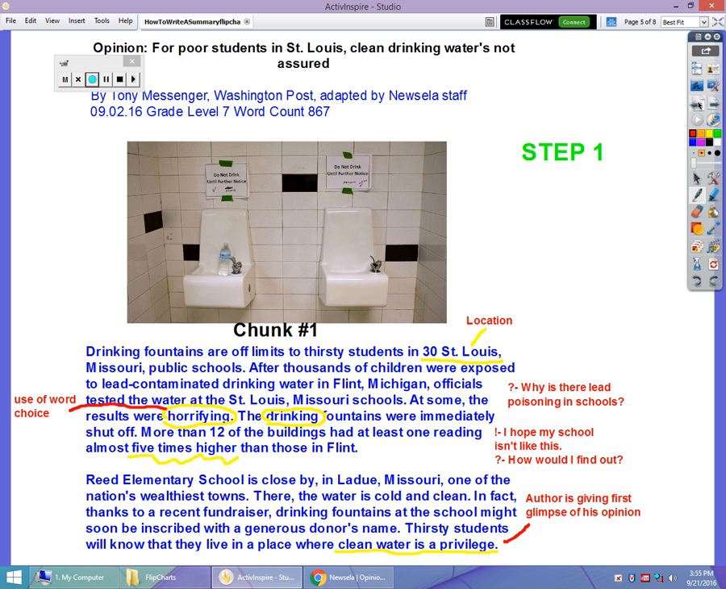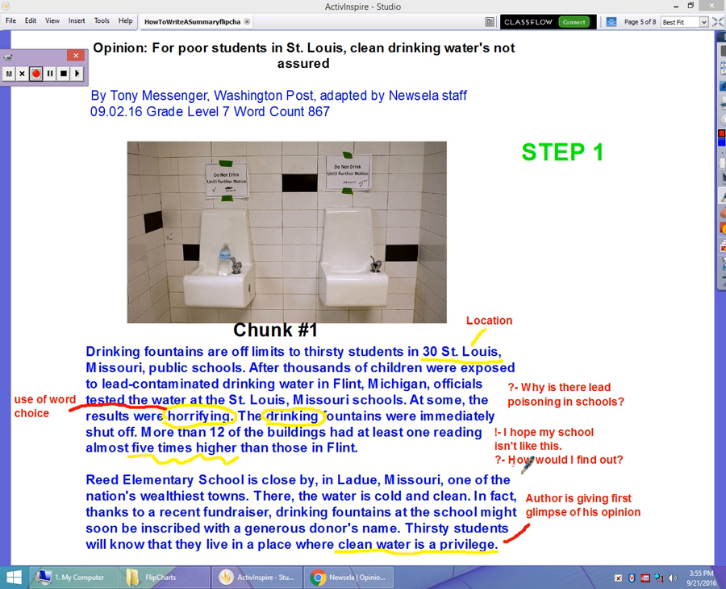All right, so after we've learned what a summary is, now we're going to go into learning how we do it. So this is an example of the article that we've been working with. Opinion: for poor students in St. Louis, clean drinking water is not assured. Here's an example of some annotations we came up with in class.